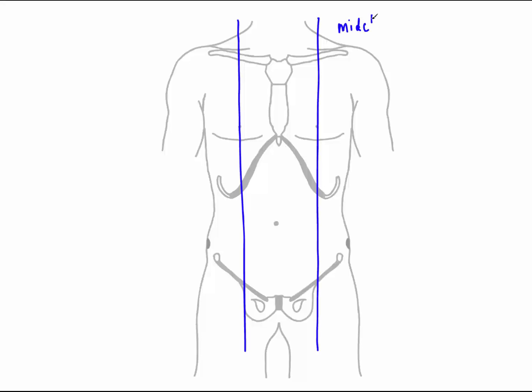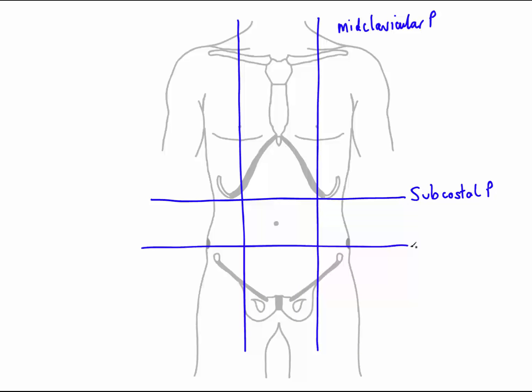This is the mid-clavicular plane. And this separates the abdomen into these 3 strips. If we then draw 2 horizontal planes, the subcostal plane, which is inferior to the costal cartilage of the 10th rib, and the transtubercular plane, which goes horizontally across at the level of the iliac tubercles, then we can now see we have our 9 regions.